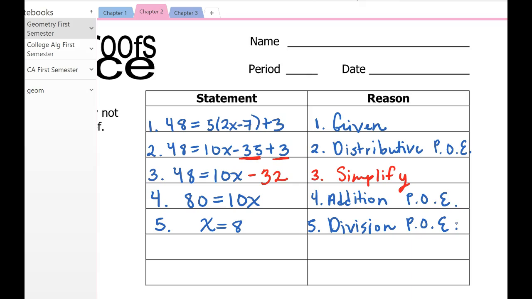Jonathan? Doesn't x equal 7? Should equal 8. I think if we tried to make it 7, we'd have 14 minus 7, which would give us 7. 5 times 7 is 35. 35 plus 3 wouldn't give us 48. It would give us 38. So it would be 8 in this case. But it's always good to check. Always good to check. All right, let's try this next one.